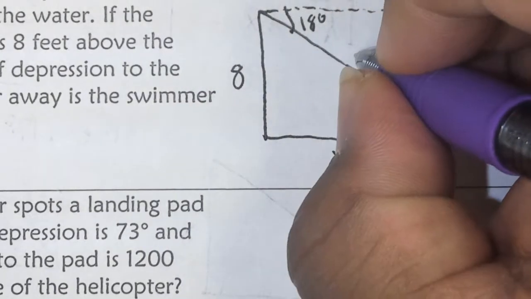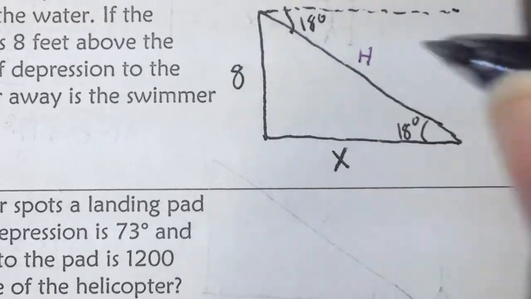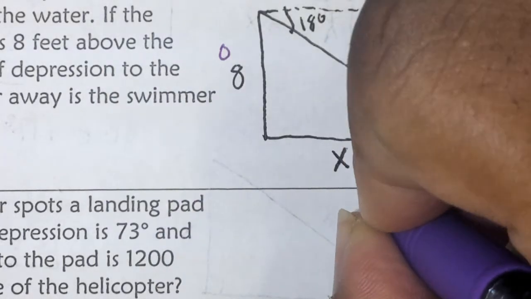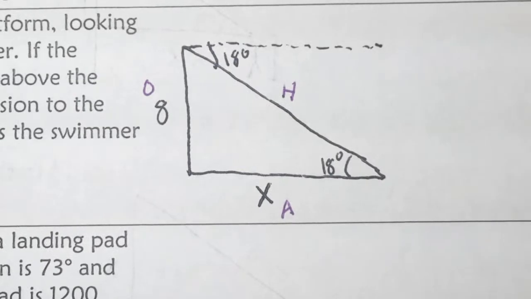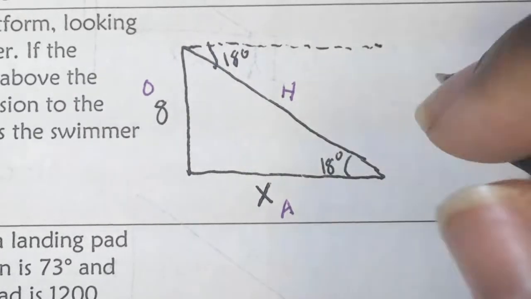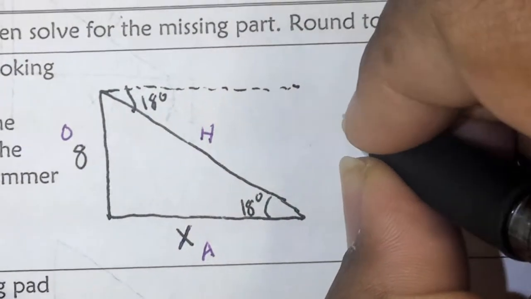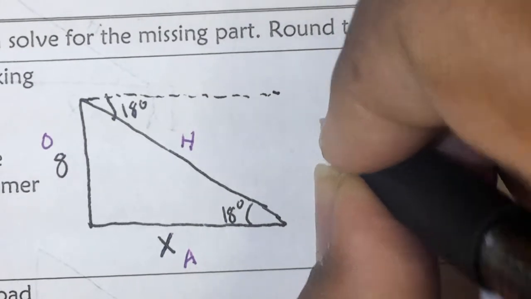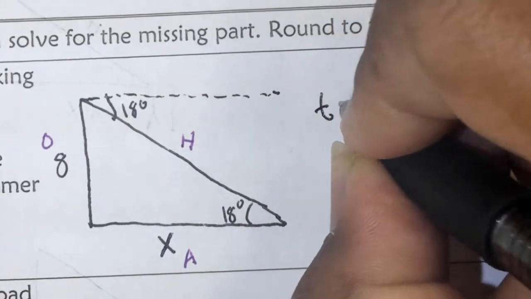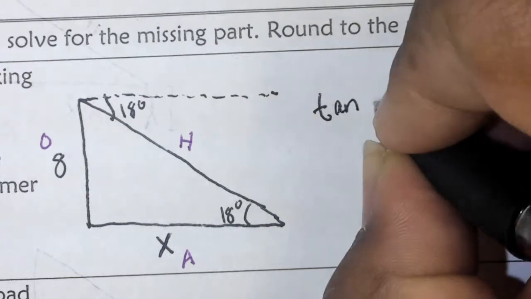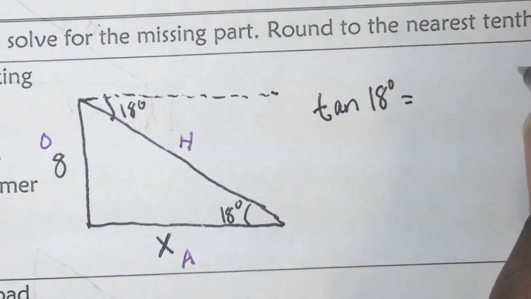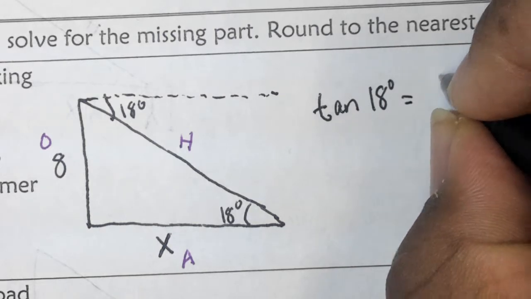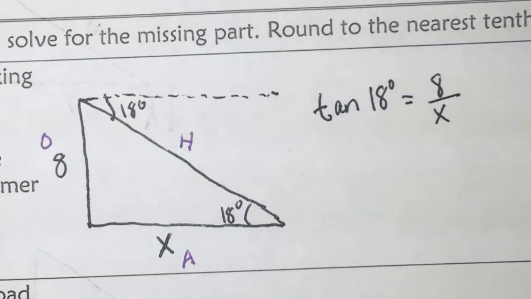Labeling. H O A. What we got? Oh boy, O and A, the same thing. Oh, you said toe. I thought you said co. So, toe, yeah. Tangent, yeah. So tan 18 degrees equals 8 over x. Get x by itself.